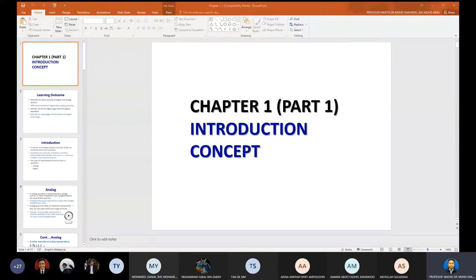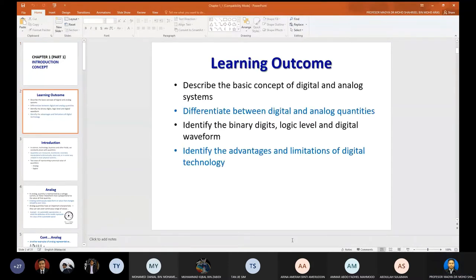It's not moving. Okay, I will stop sharing. I will just use a... Okay, can you see this if it's not in full view? Yes, I can see. Okay, now is the learning outcome. I will try to write something. If not for you, I cannot write something. Now is it okay for you? Yes, it's okay. All right.